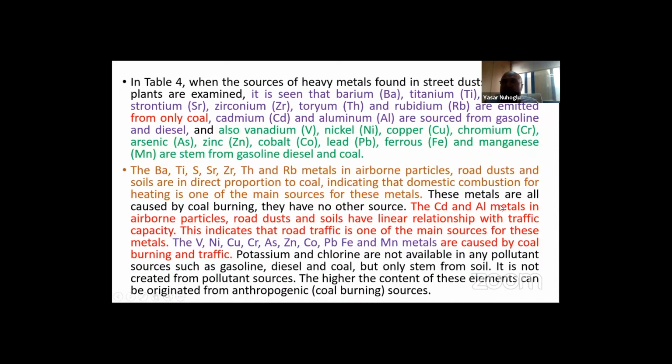The cadmium and aluminum in airborne particles, road dust, and soils have a linear relation with traffic capacity. This indicates that road traffic is one of the main sources of these two metals. The vanadium, nickel, copper, chromium, arsenic, zinc, cobalt, lead, ferrum, and manganese are caused by coal burning and traffic, and others.